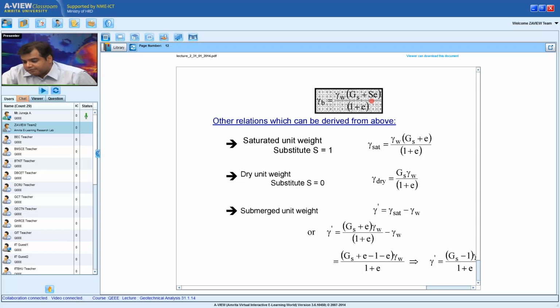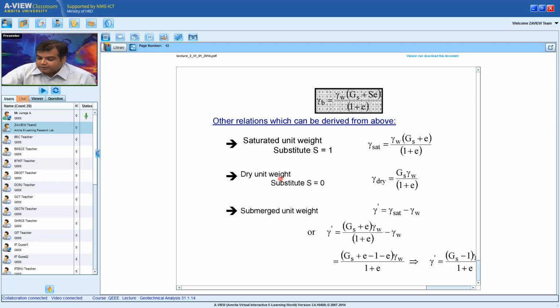What happens if the degree of saturation is 1, meaning your soil is saturated? S becomes 1. Remember, the range of S is between 0 and 1, so the maximum value of S is 1, which leads to gamma bulk equals gamma water times GS plus E over 1 plus E. That's over here. In fact, I do not need to remember the expression for saturated unit weight, as long as I only remember the bulk, because S equals 1 over here.